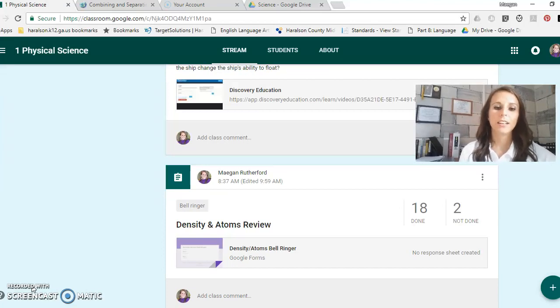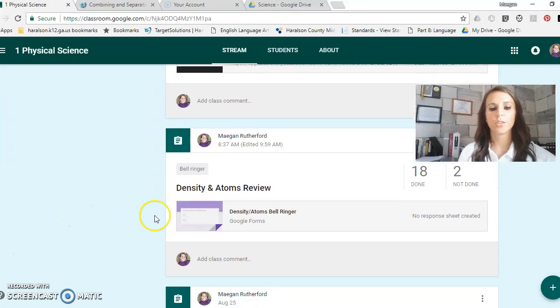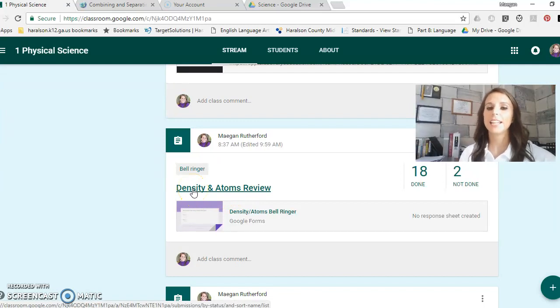Okay, so I just wanted to take you guys through what the students do every day when they come in. When they come in the door, there's usually a bell ringer posted right here, and it's always on Google Forms so that I can quickly see how they're doing, and then I can reteach if we need it. Right now we are reviewing density in atoms because we took a test last week, and then we learned about density on Friday.